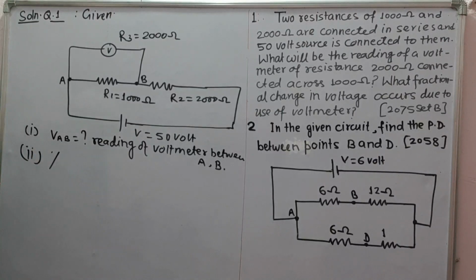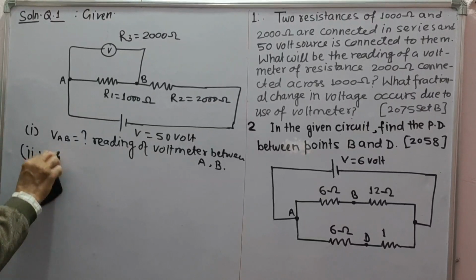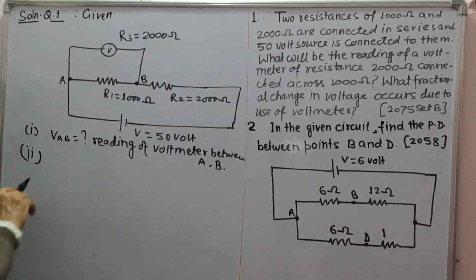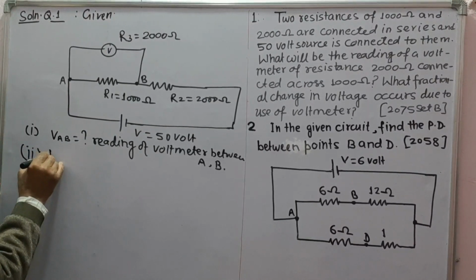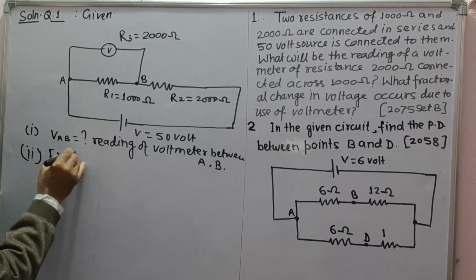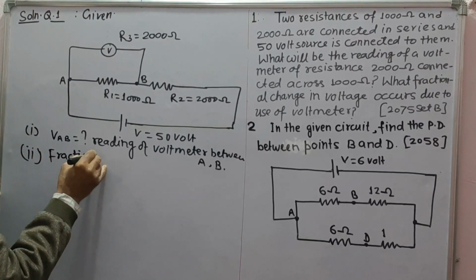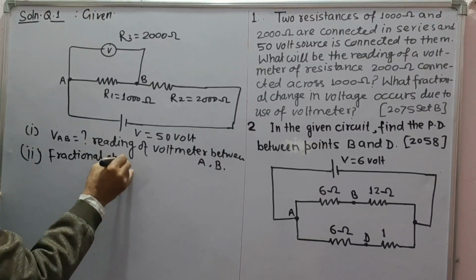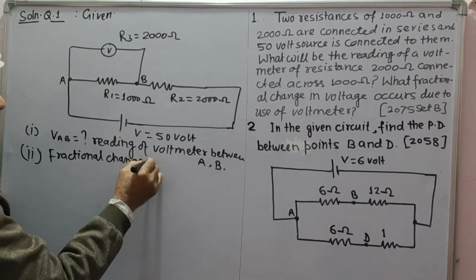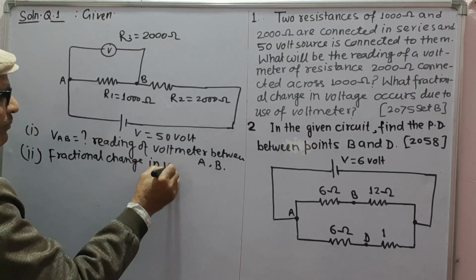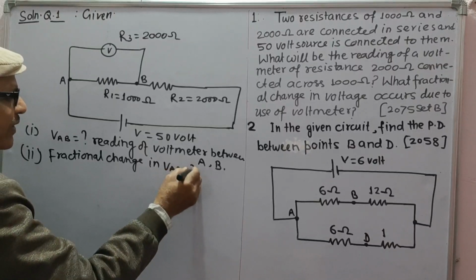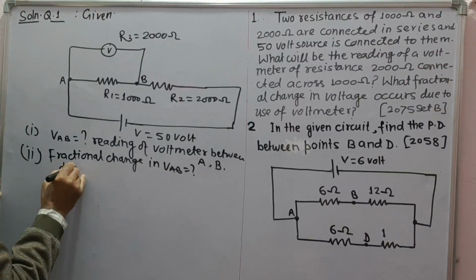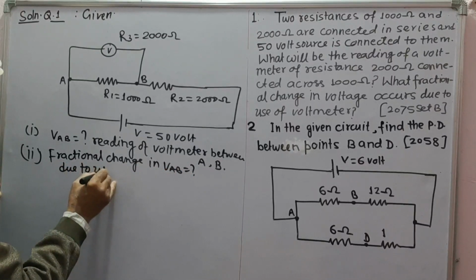In the second part, we have to find the fractional or percentage change. Fractional change in VAB is what, due to use of the voltmeter.